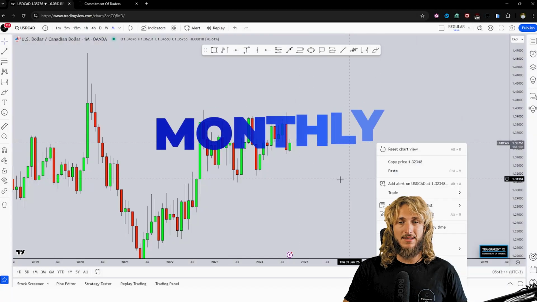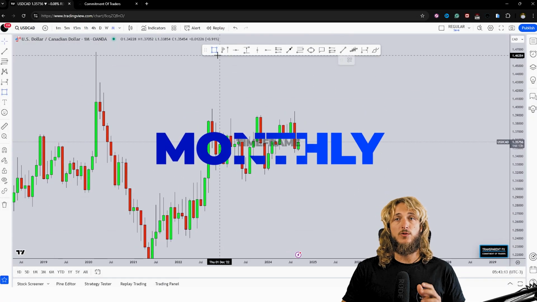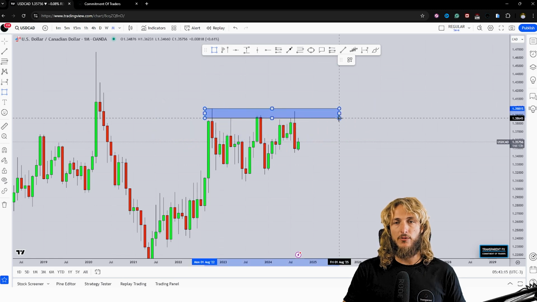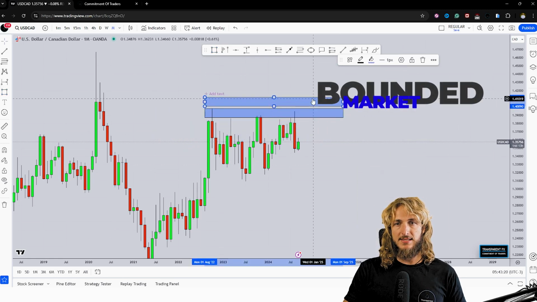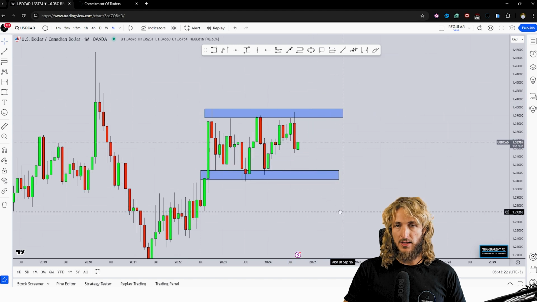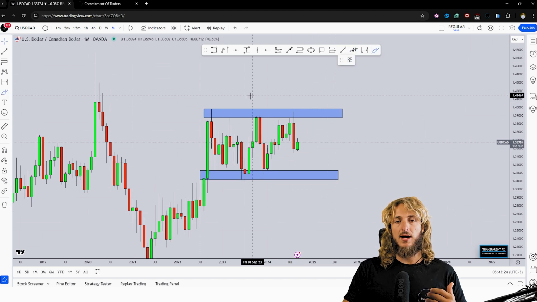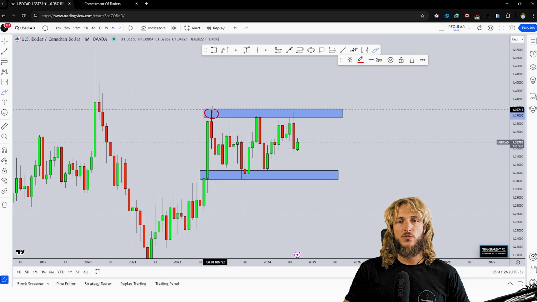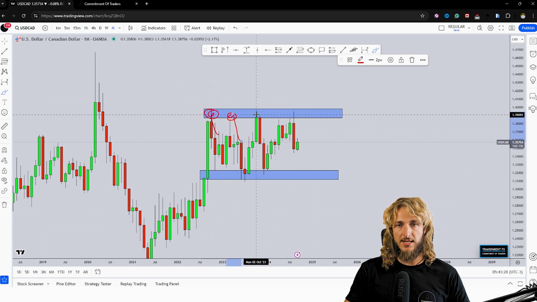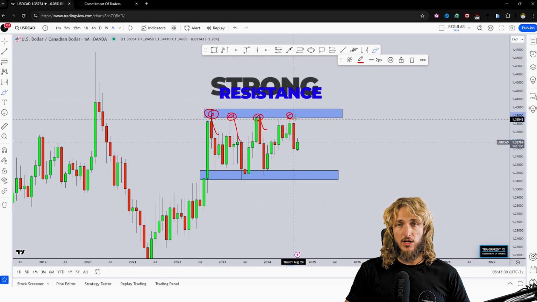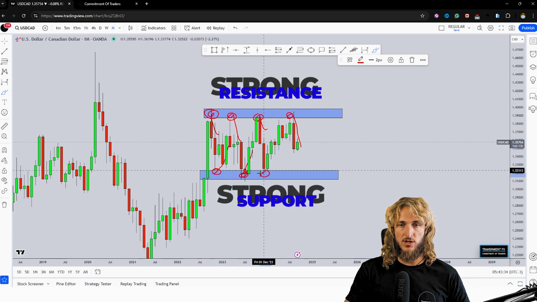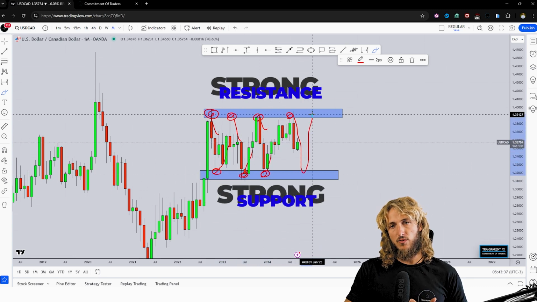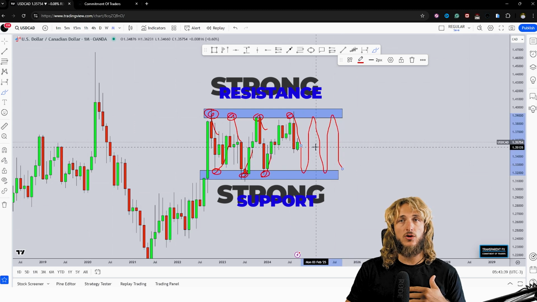Starting here from the monthly time frame, what we can notice is that we clearly have a range-bound market from a monthly standpoint. We have the top of the range here, and at the same time, we have the bottom of the range here. We can already notice how multiple times the market has respected the top of this range as resistance, and at the same time, we can notice how multiple times the market has respected the bottom of this range as support.